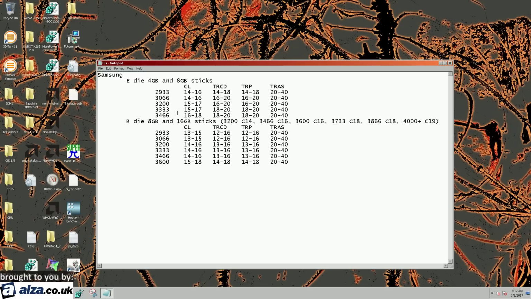So a really good starting point when you're overclocking an eDie memory kit is to set all the timings to 18, 18, 18, and then start tightening them down once you find out what frequency you're maxing out at.